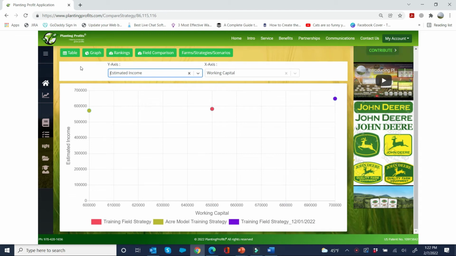The XY graph visually compares any combination of inputs and outputs across strategies. You can graph most input and output measures against any other. The comparison graph has 2 drop-downs to choose what to display on the graph. Click on Graphs. In this example, the vertical axis is estimated income, and the horizontal axis is working capital used. Normally, the independent variable is on the horizontal axis, and the dependent variable is on the vertical axis. But there are no restrictions, except that the x and y values cannot be the same.